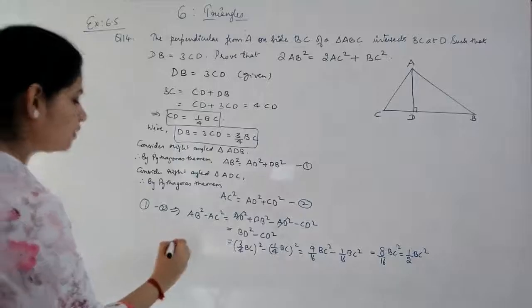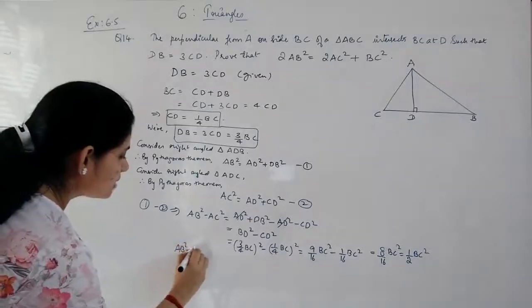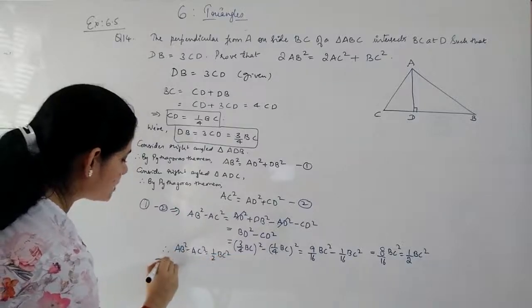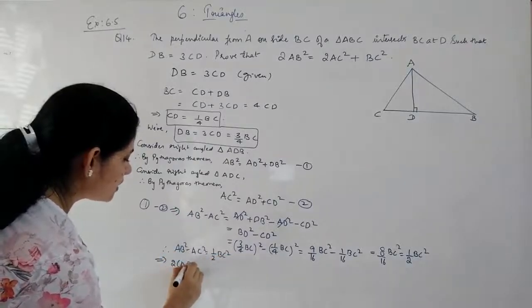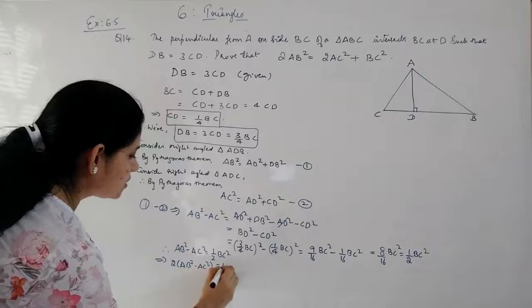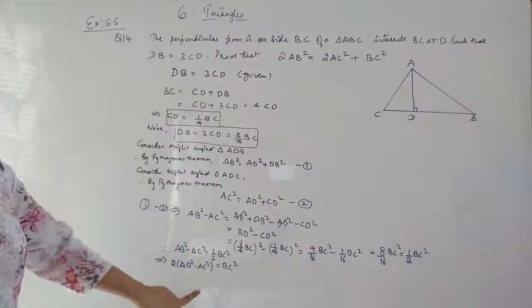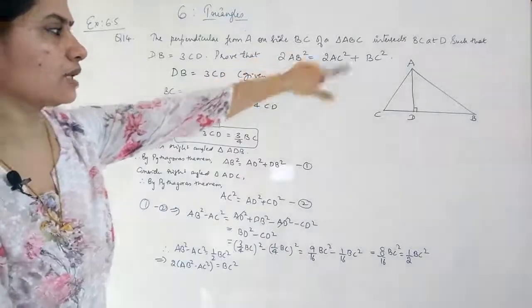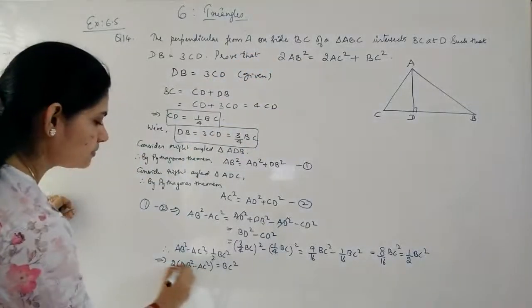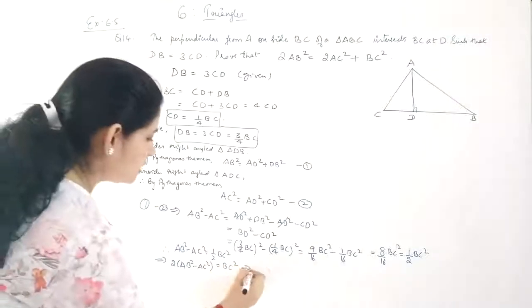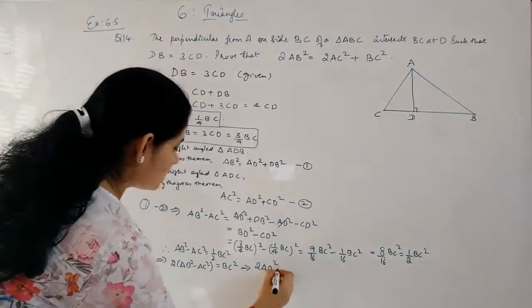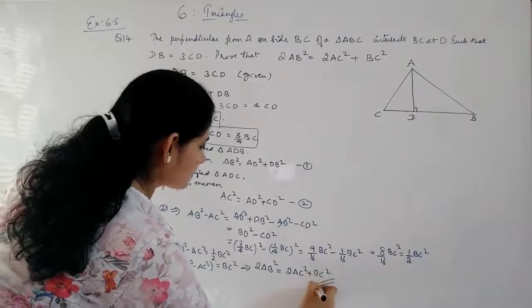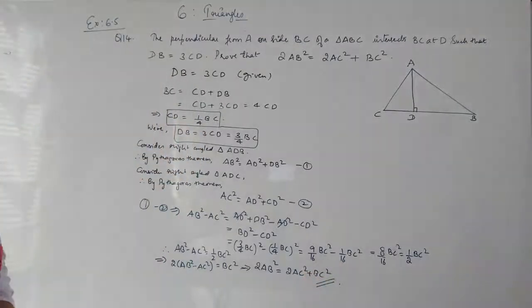So altogether you have got AB square minus AC square is equal to half BC square, which implies 2 times of AB square minus AC square is equal to BC square. And in your answer you need 2 AC square in the right hand side. You just take this term, after opening the bracket you will get it to be 2AB square is equal to 2AC square plus BC square, which is your answer. Okay.